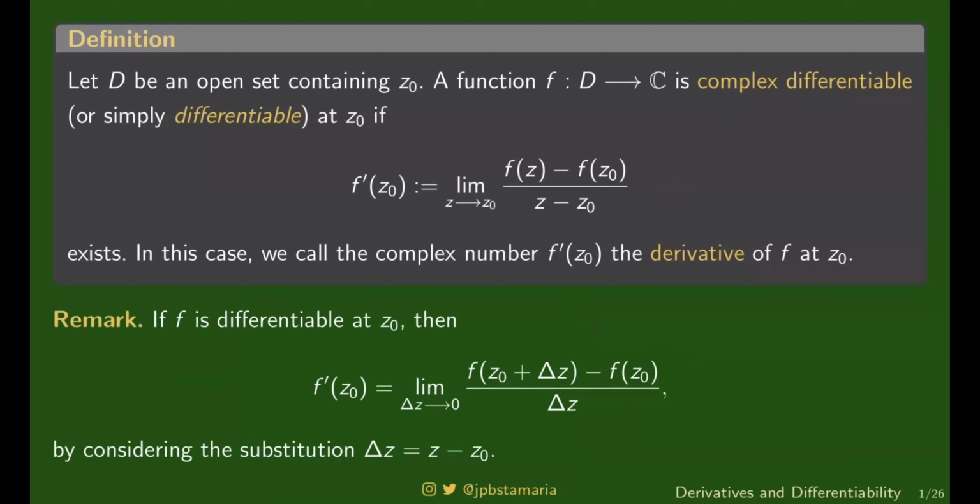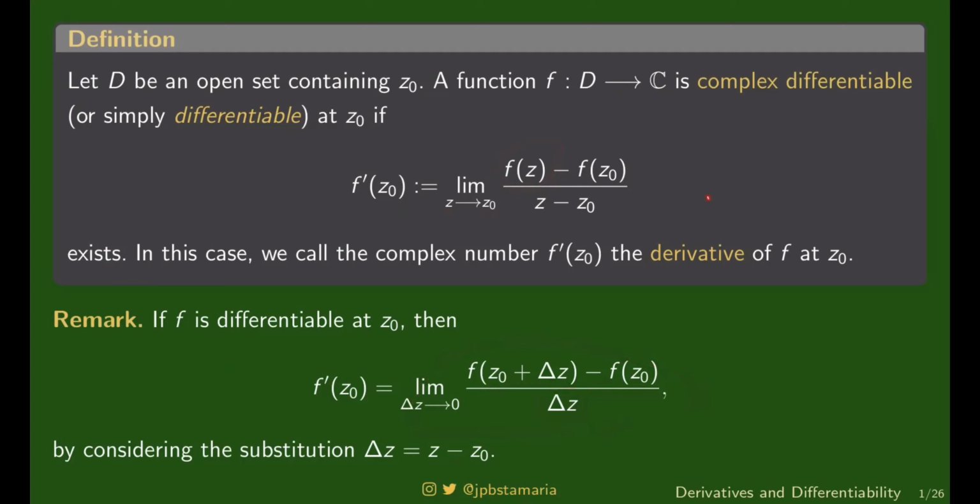Pero pwede nyo pa rin gamitin yung delta, dati delta x yan, di ba? And delta z lang. You can still use the delta z notation. Ang pinagkaiba lang ng dalawang limits na to, dito yung z nag-approach sa z naught, dito ang bida hindi z. Kasi wala kang z dito. Ang bida dito ay yung delta z. I-replace mo yung f of z ng f of z naught plus delta z minus f of z naught. Tapos yung denominator mo magiging delta z.